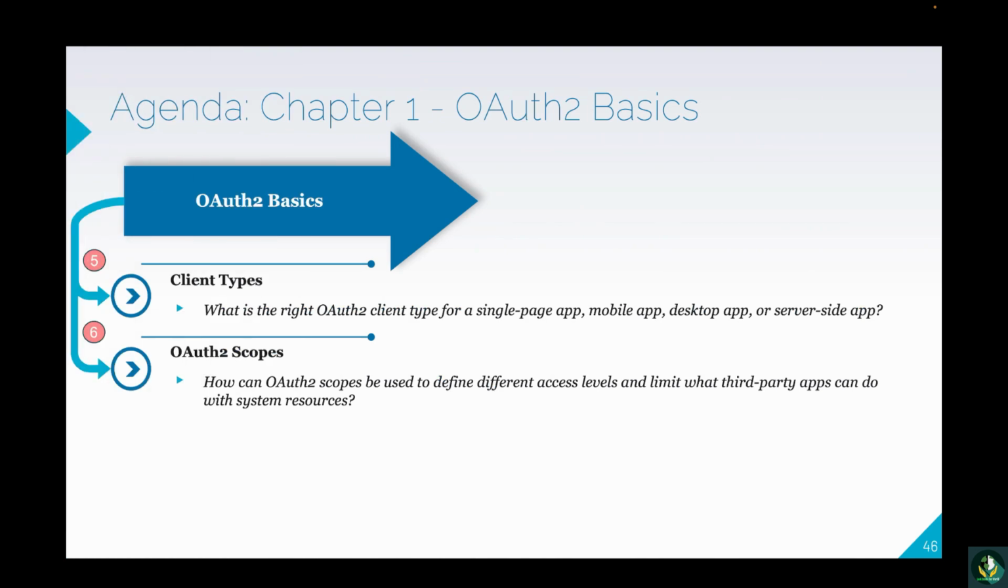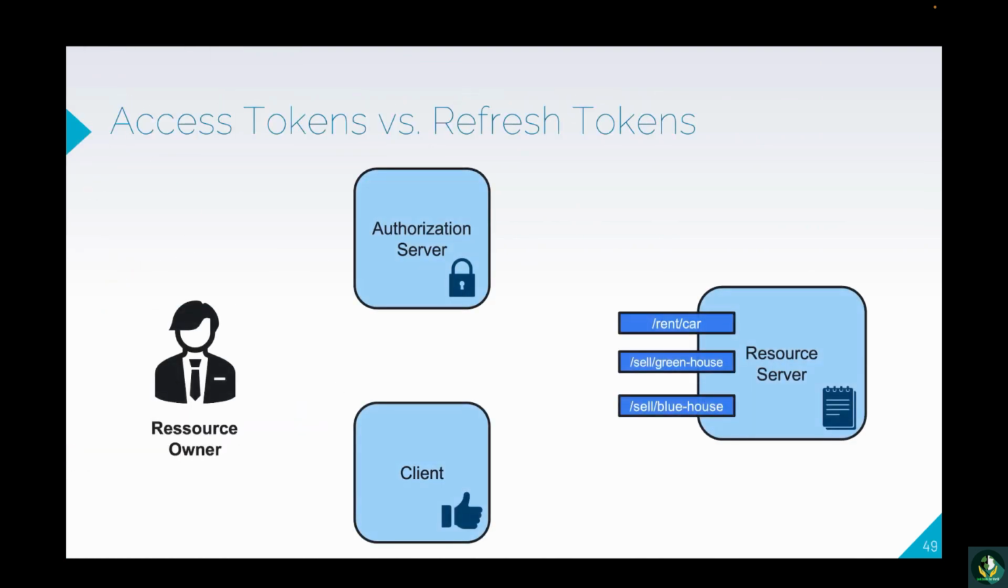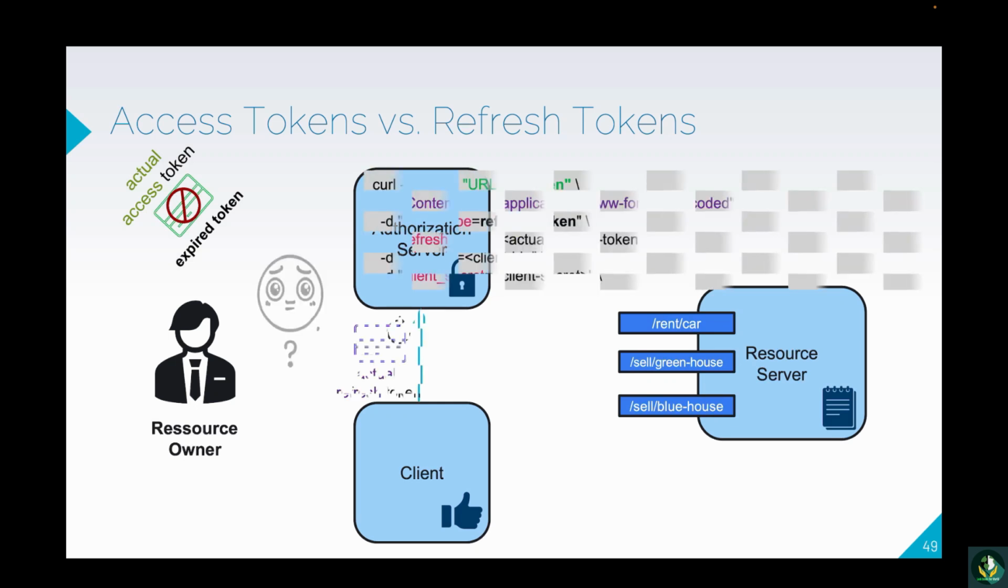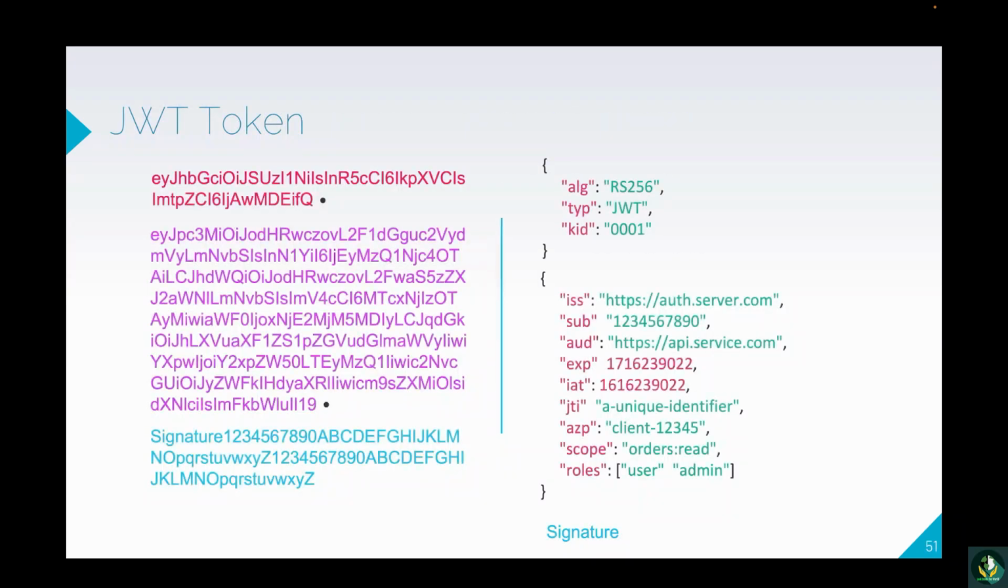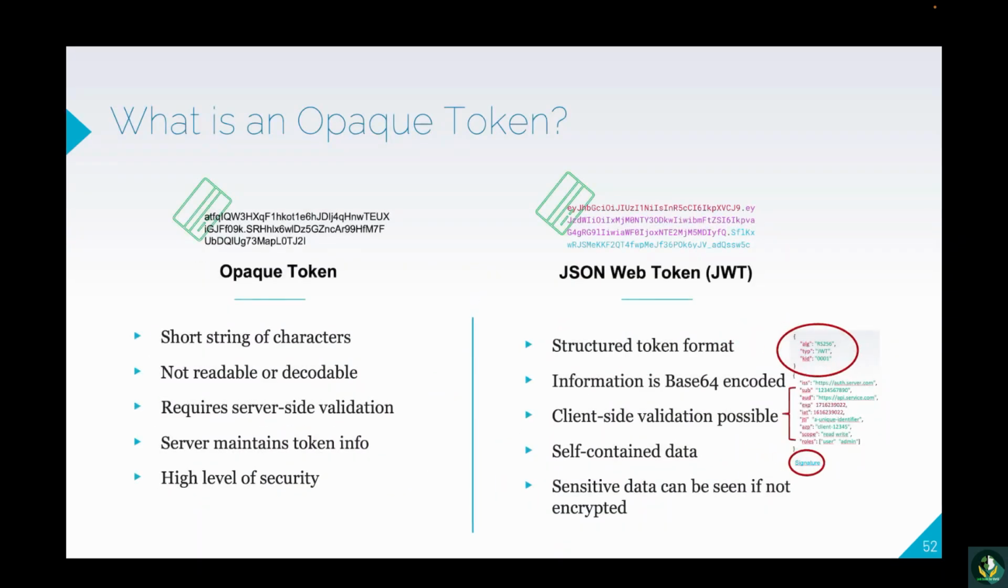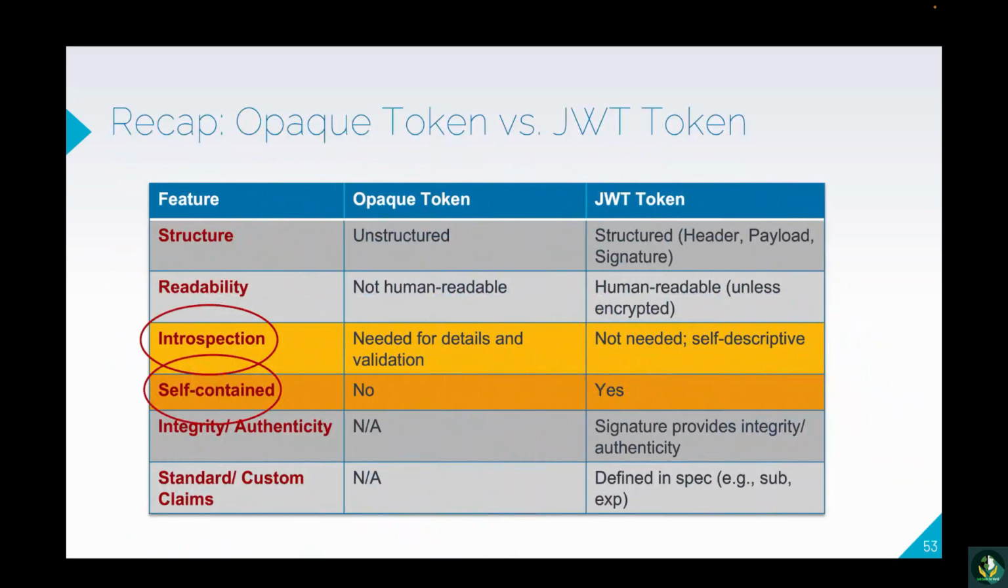We'll delve into the various types and formats of tokens that OAuth 2 uses. We'll explore access tokens and refresh tokens, their differences, and how they can be used together. Additionally, we will discuss token formats such as structured JWT tokens and unstructured opaque tokens, their differences, and the scenarios in which each format is suitable.